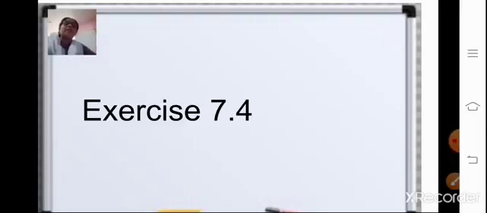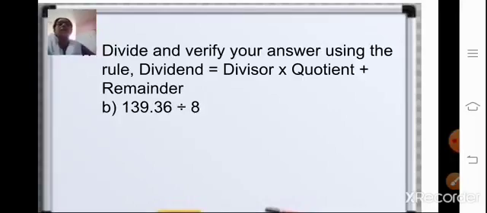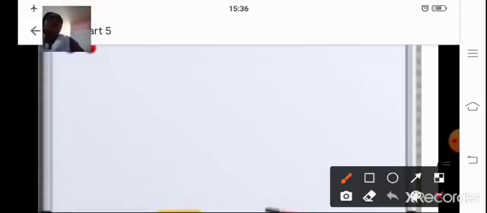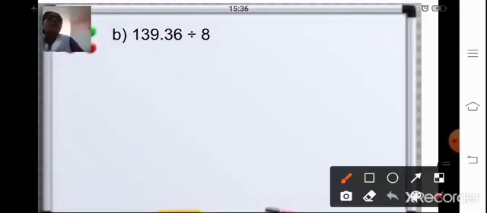Coming to our exercise part, exercise 7.4. Here you have to solve this in your notebook. The first question is: divide and verify your answer using the rule dividend is equal to divisor into quotient plus remainder. Checking the answer, that is verifying your answer using this formula, you have already learned in 4th standard. So here first we'll learn to divide a decimal number by a whole number. First we'll divide it. 139.36 divided by 8. So write the number.